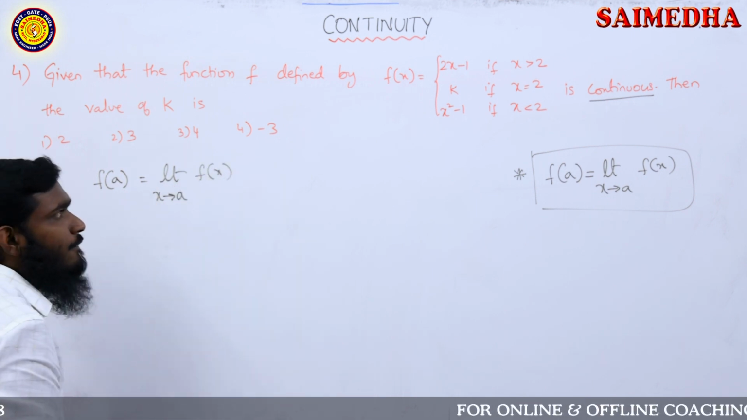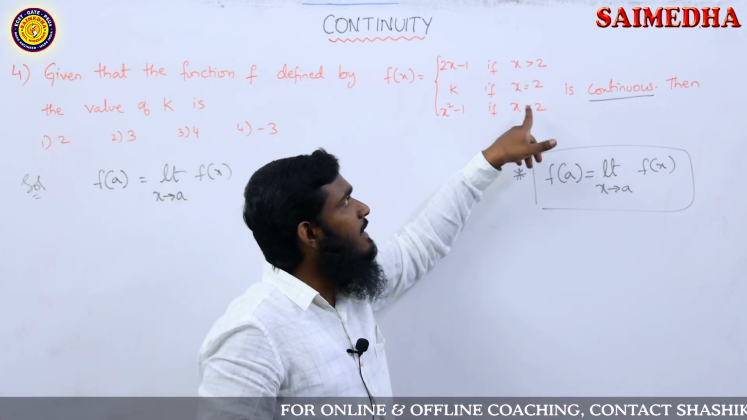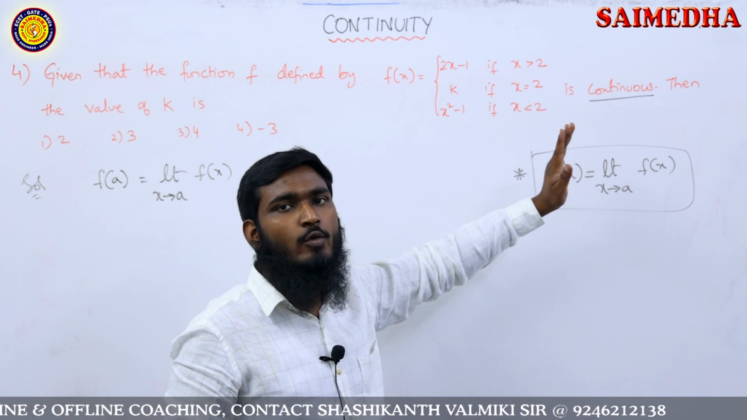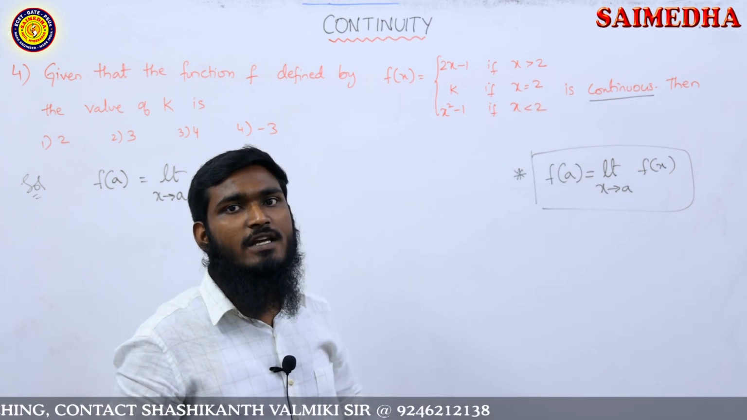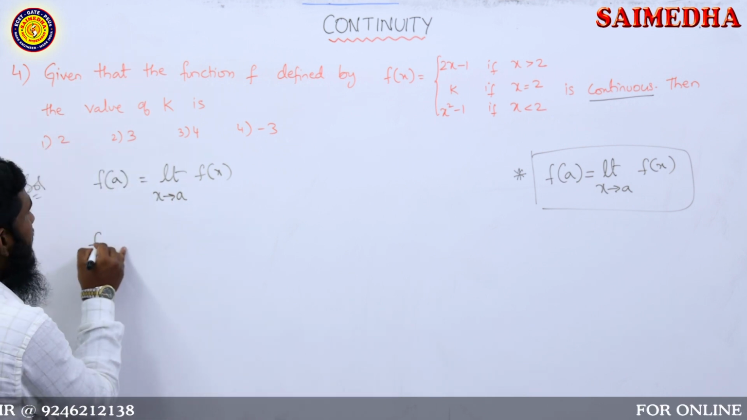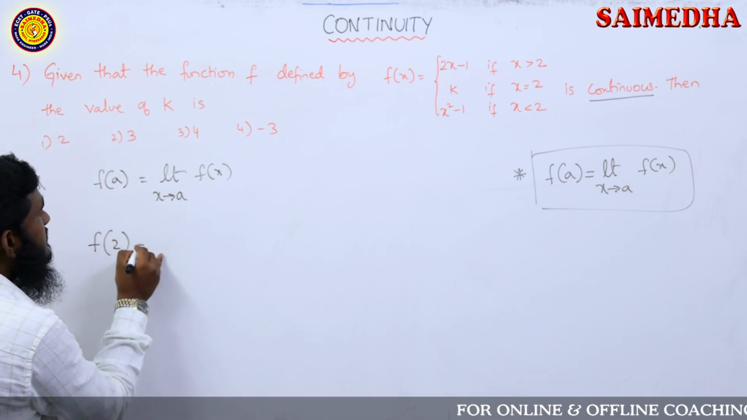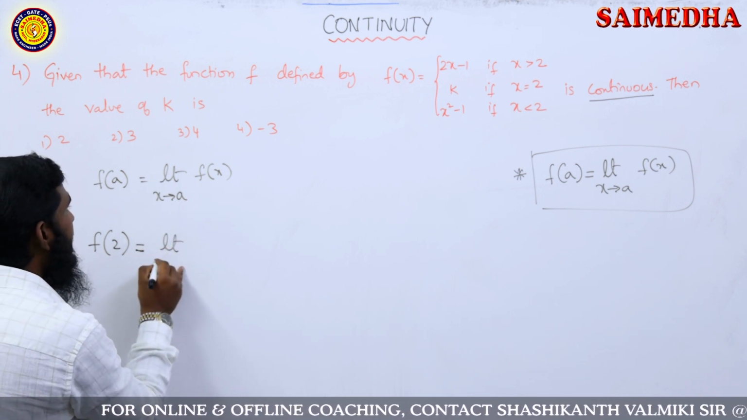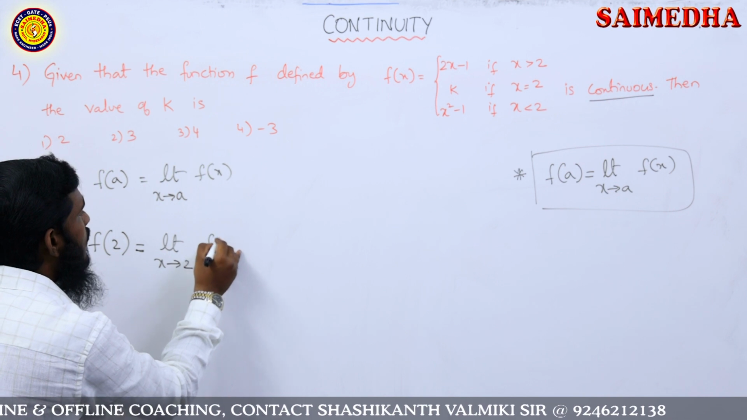Now what is the value of a over here? What are the conditions given? x equals 2, x greater than 2, x less than 2, which means this a value is equal to 2. Now let us substitute over here. f of 2 equals limit x tends to 2 f of x.